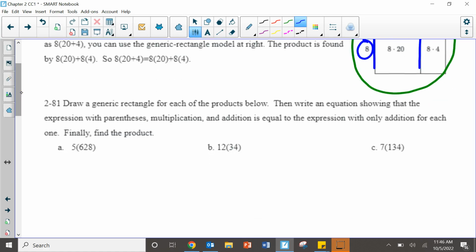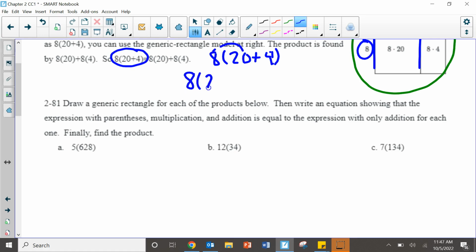So if I look at this guy right here, 8 times (20 plus 4). In math, you're going to start just getting this. You're going to slowly move away from the generic rectangle. The generic rectangle is just a visual representation of this, so you could actually see it. This is not a formula, but just a concept that you're going to learn. So you're going to take your 8 and distribute it to your 20.